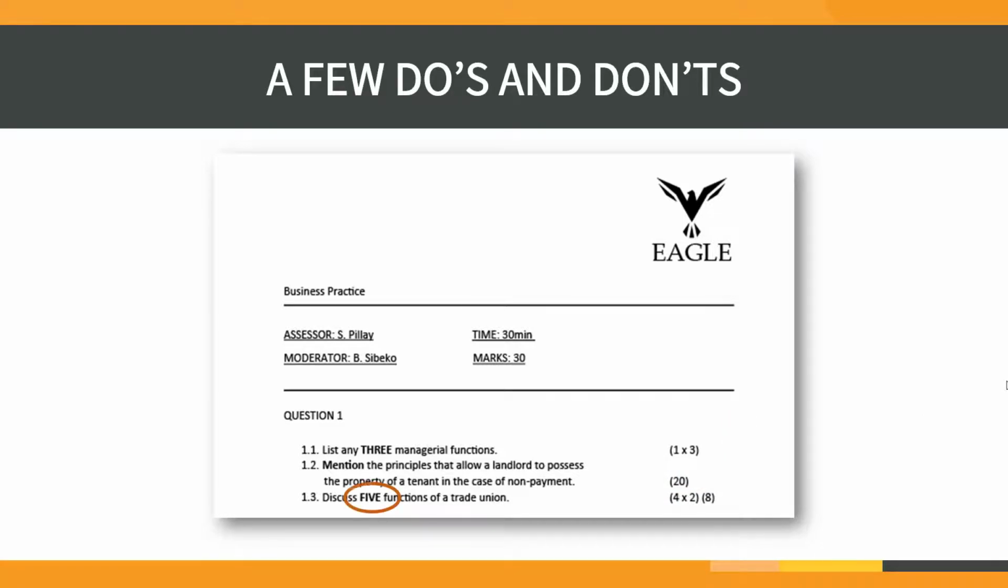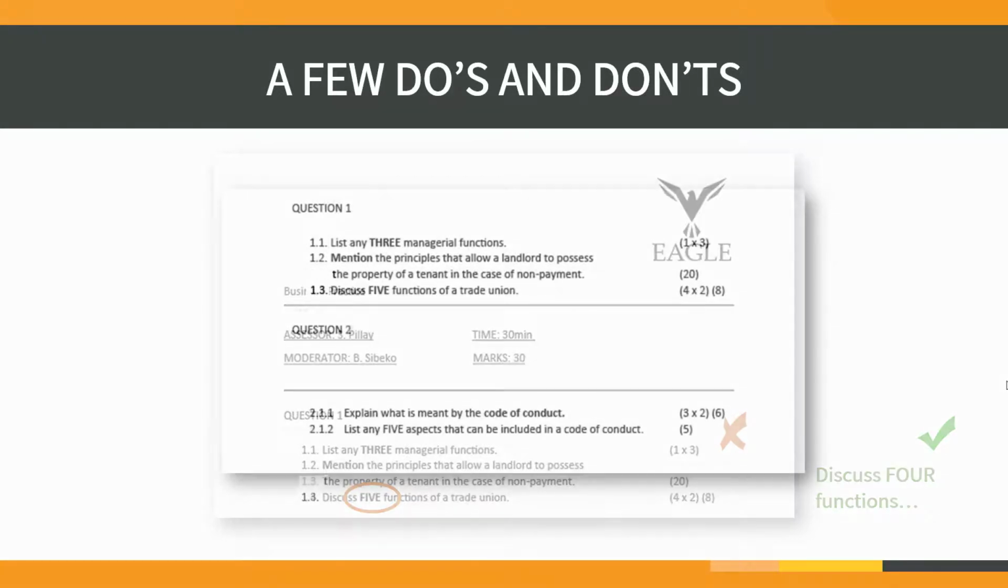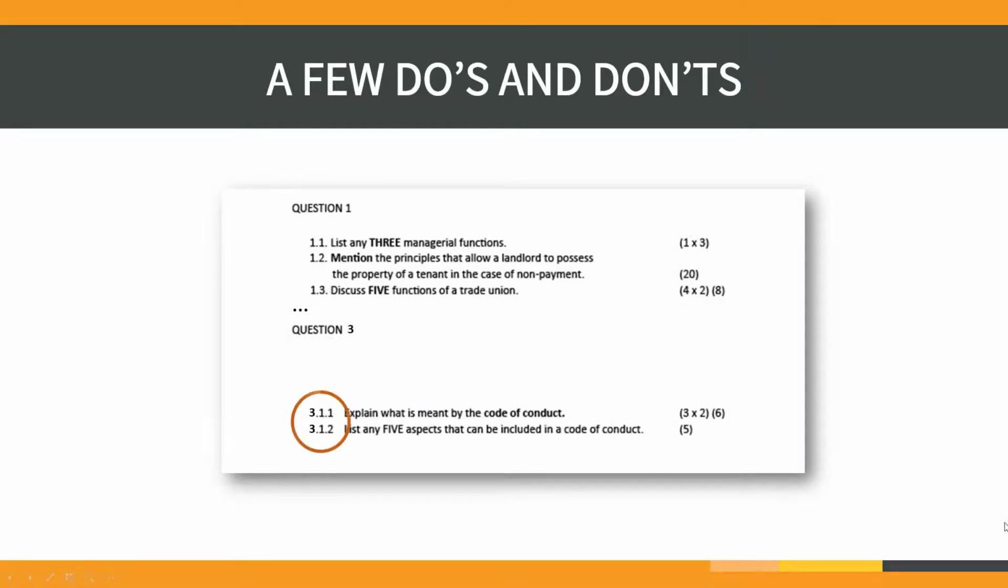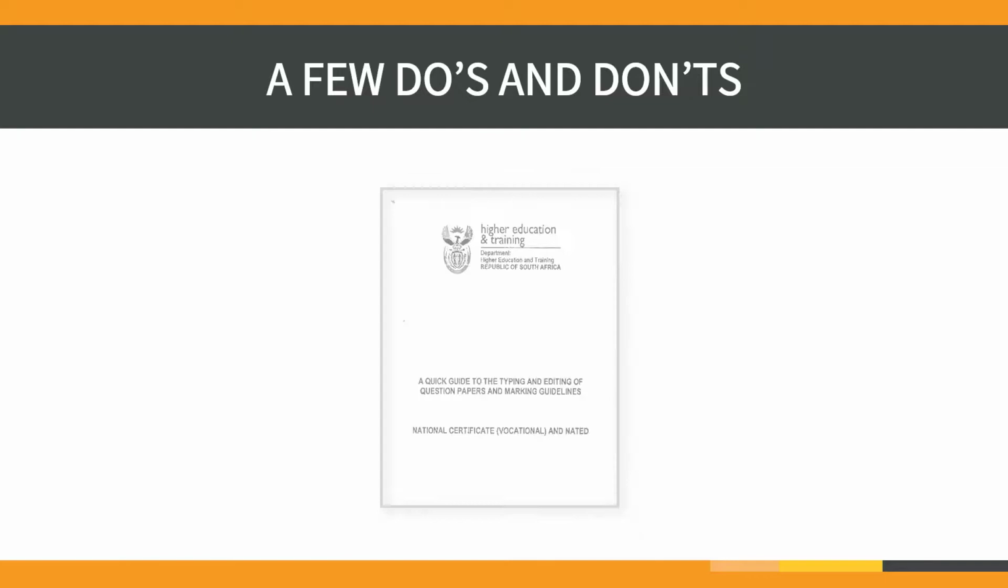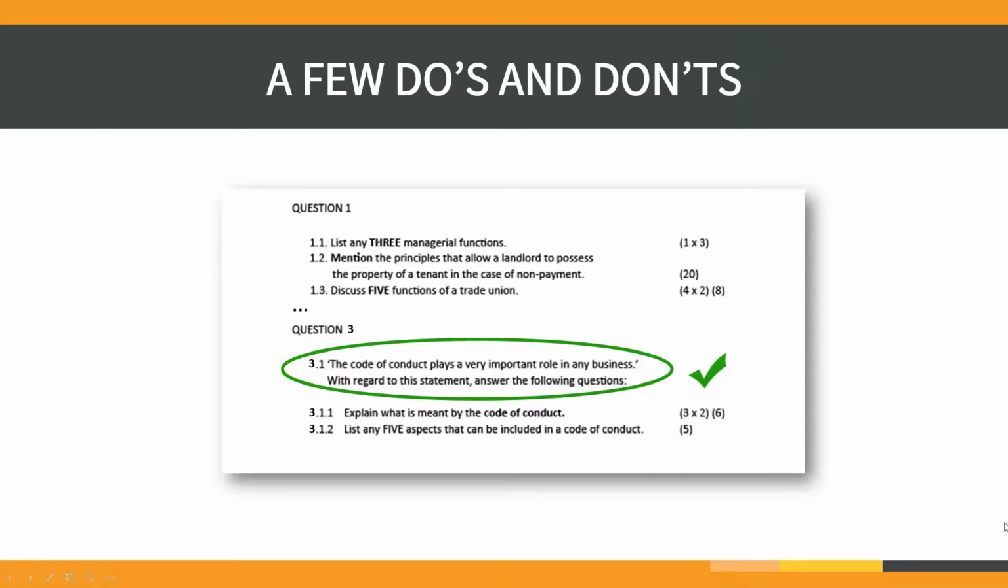The next question has a wrong mark allocation. Please make sure that if you ask a question for 4 facts of 2 marks each, then you also state in your question, discuss 4. Incorrect numbering is a huge problem in papers. Look at the example on the screen and make sure that you understand how to number questions. I refer you to the DHET document, Quick Guide to the Typing and Editing of Question Papers and Marking Guidelines, which states that there needs to be a 3.1 before questions 3.1.1 and 3.1.2 can be added.